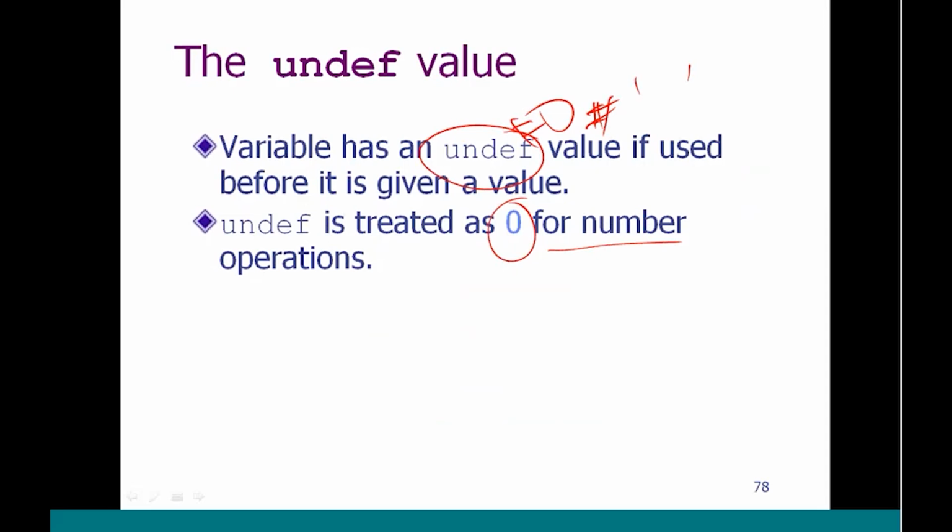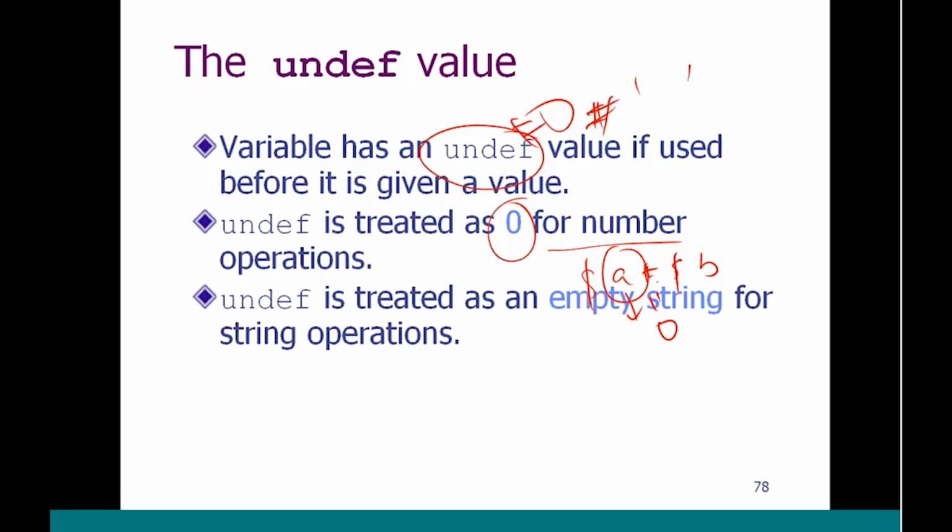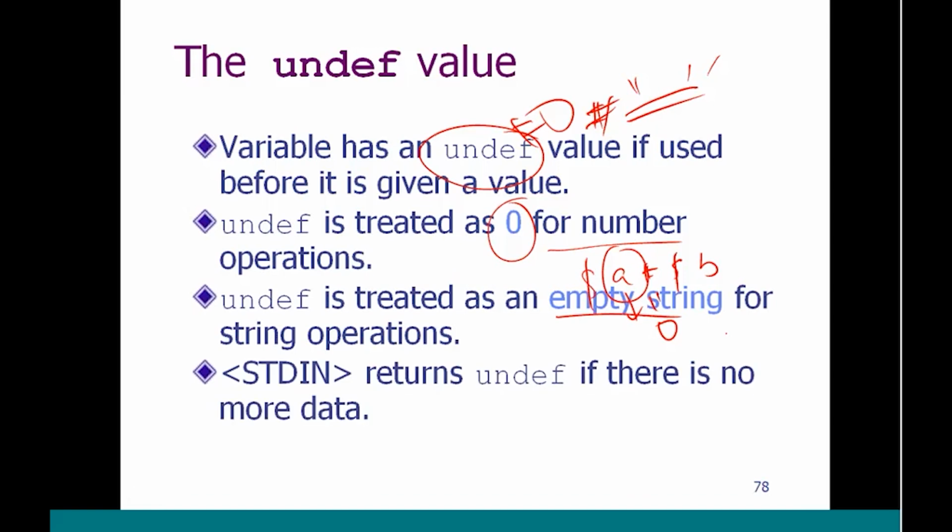Only for number operations is the undef treated as 0. So if you have something like $A plus $B where $A is not defined, then $A will equal 0 for this operation. Otherwise it is not a 0, but when you perform an operation with that variable, it is treated as 0. It is also treated as an empty string for string operations. And stdin returns undef if there is no more data.